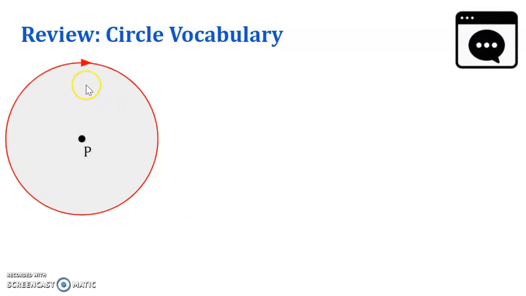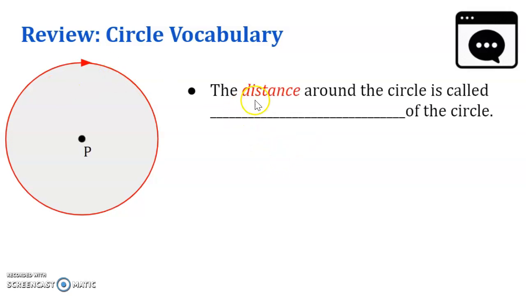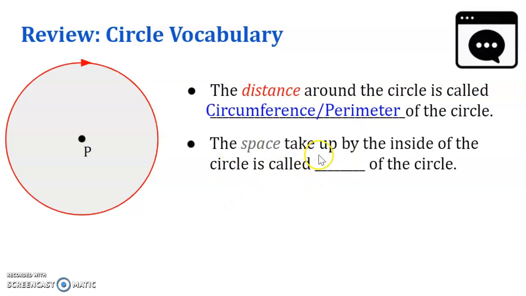Now, what about this outside length? What do we call the distance around the circle? It's equivalent to the perimeter of a shape, but the distance around the circle has a special name, and we call that circumference, or perimeter of the circle. And the space taken up by the inside of the circle is called what of the circle? Well, space is always the area, right?